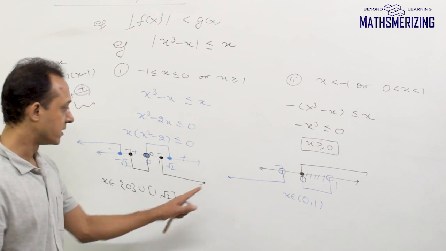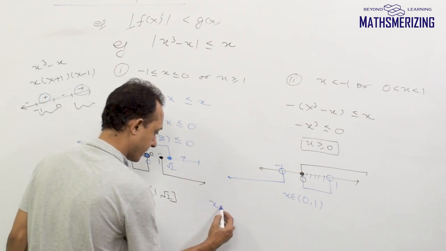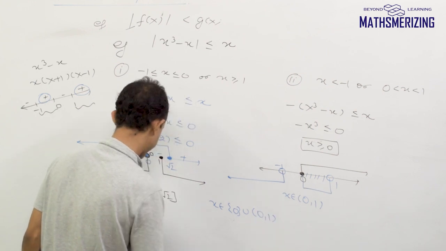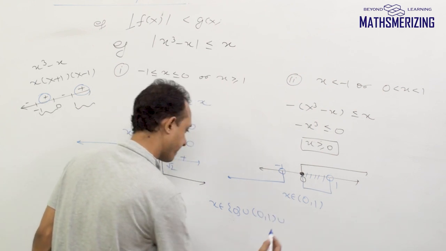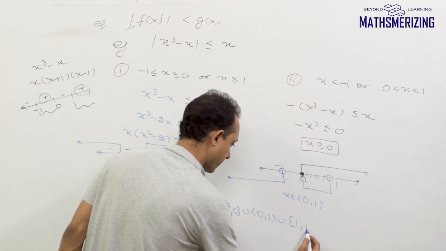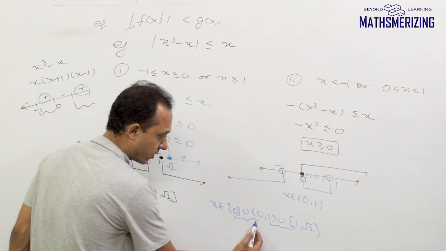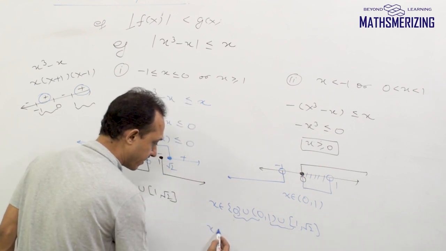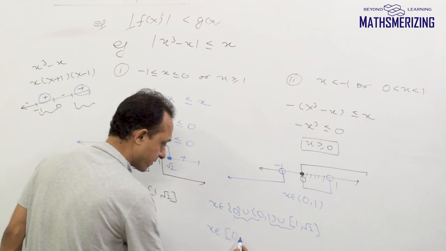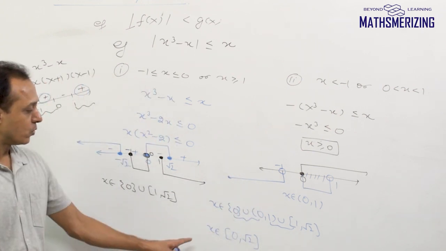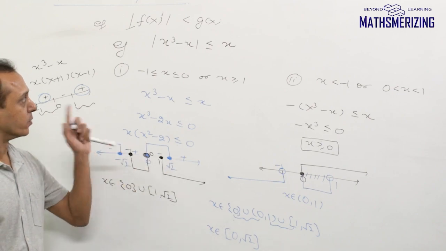So that means the answer to this question will be x belongs to 0 union 0 to 1 union 1 to root 2. So here 0 is included and 1 is also included. So I can simply write this as x belongs to 0 to root 2, and both 0 and root 2 are included.